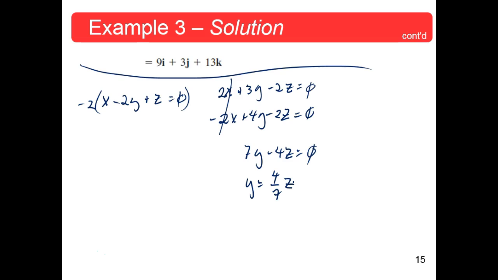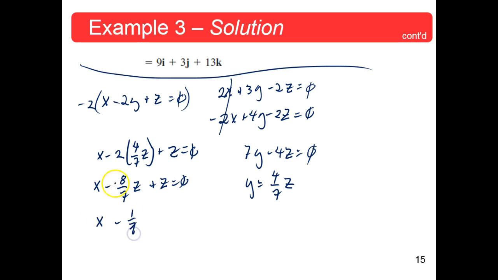4/7 z. Now, plug that into either one of the original equations. Which one's better? Maybe this one. x minus 2 times 4/7 z plus z is equal to 0. So that gives you x minus 8/7 z plus z is equal to 0. So this gives you x minus 1/7, because 1z is 7/7 z, minus 8/7 plus 7/7 is minus 1/7 z, is equal to 0. So x is equal to 1/7 z.